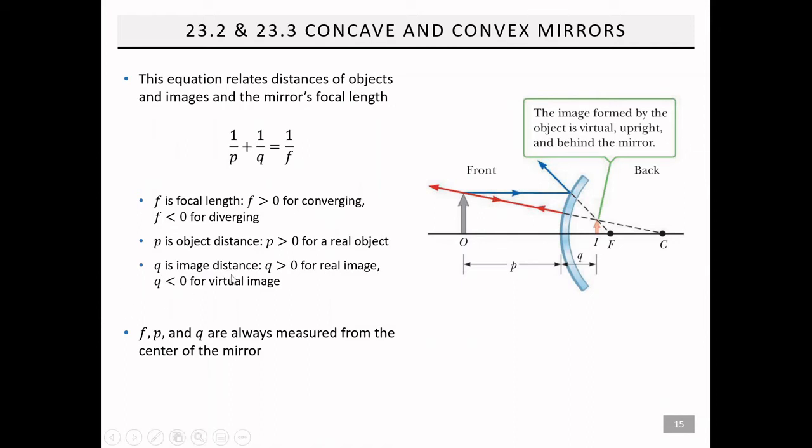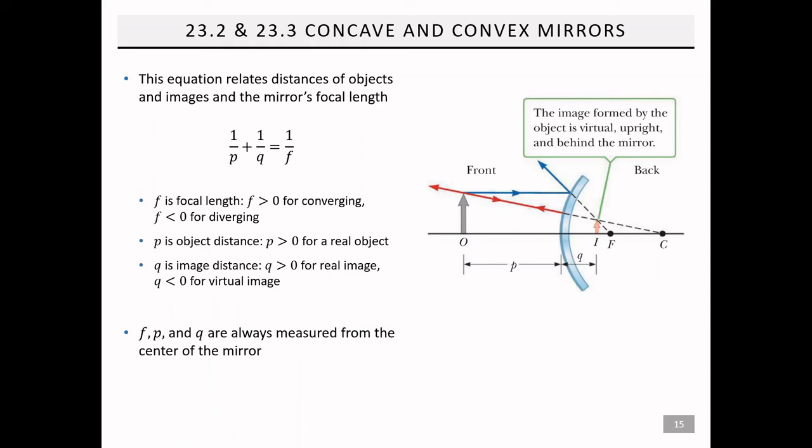Q is the image distance. For a real image, we have to use a positive value of Q. If the image is virtual, Q is less than 0. Okay, so for the object, P less than 0, basically this means if the object is located to the left of the mirror, then P will be positive. For the image, if the image is located to the left of the mirror, then Q will be positive. If the image is virtual and located to the right of the mirror, then Q will be negative.